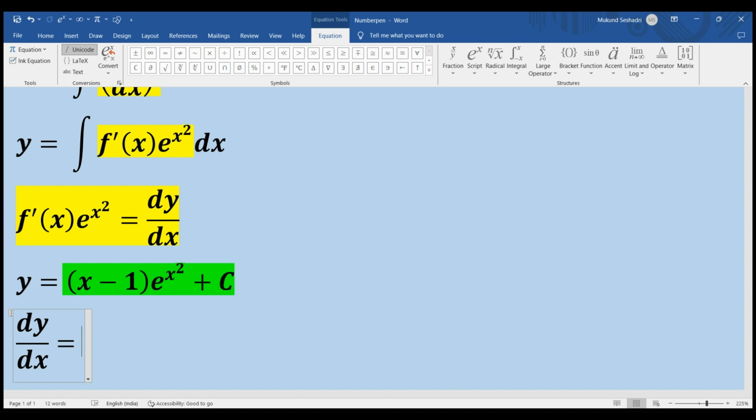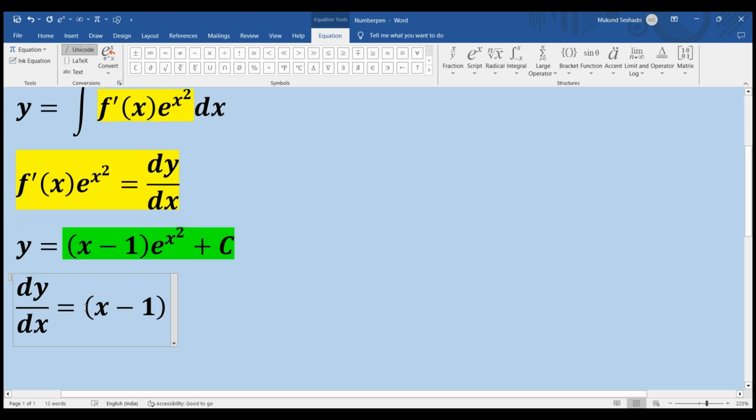So let's do the differentiation on the right hand side. What I get is x minus 1 times d by dx of e to the power x square, plus, I apply the product rule, and I hope you folks are able to recollect what we did under differential calculus.